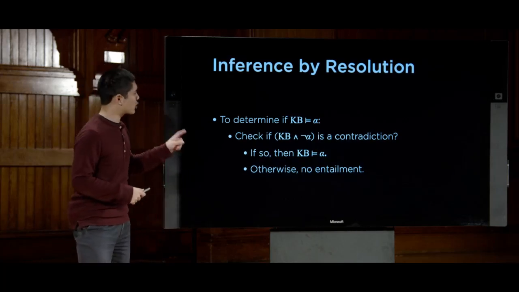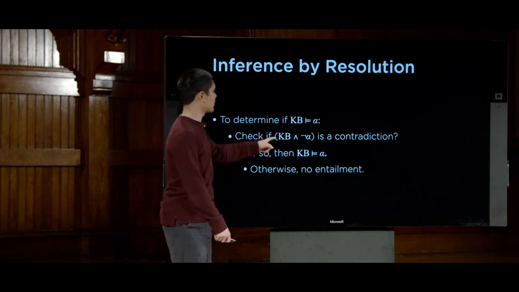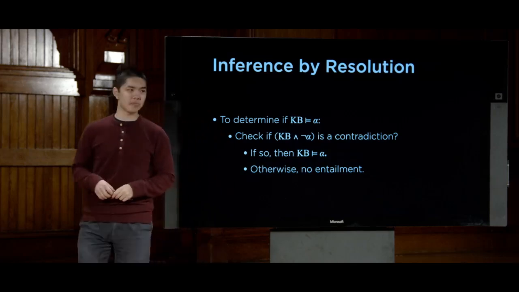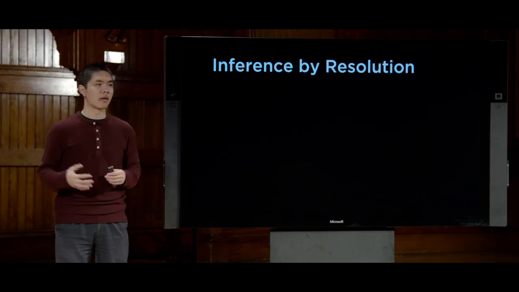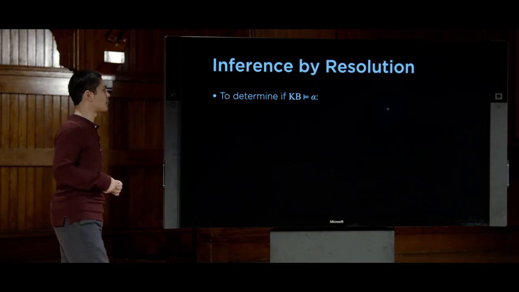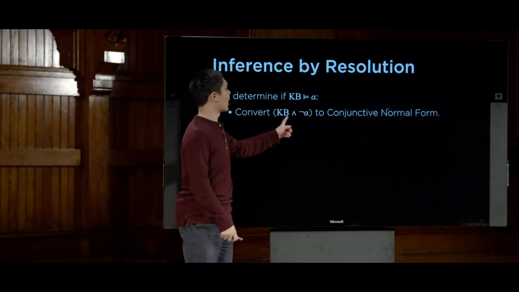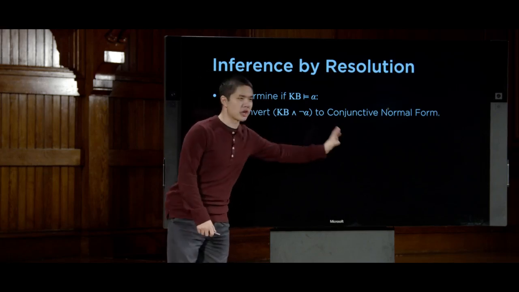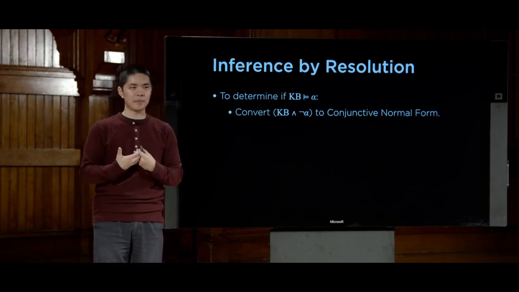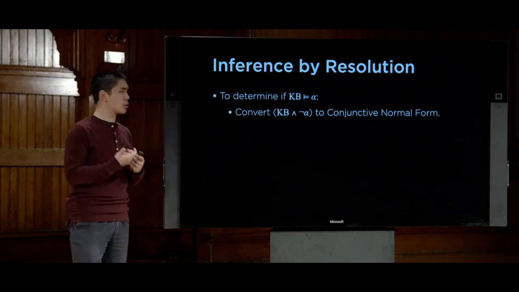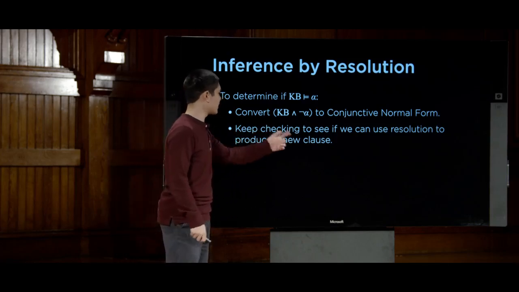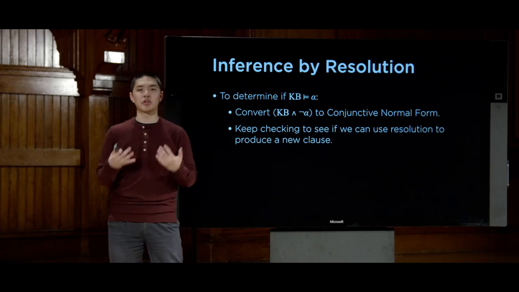But more formally, how do we actually do this? How do we check that knowledge base and not alpha is going to lead to a contradiction? Well, here's where resolution comes into play. To determine if our knowledge base entails some query alpha, we're going to convert knowledge base and not alpha to conjunctive normal form, that form where we have a whole bunch of clauses that are all anded together. And when we have these individual clauses, now we can keep checking to see if we can use resolution to produce a new clause.